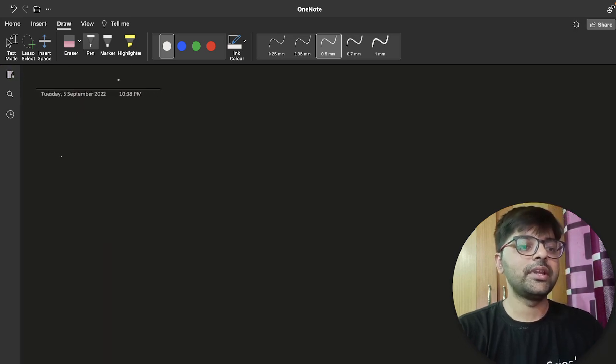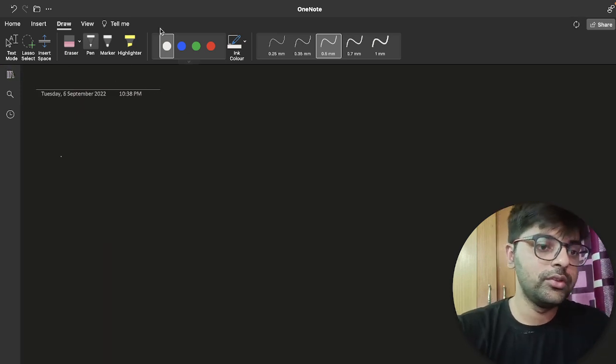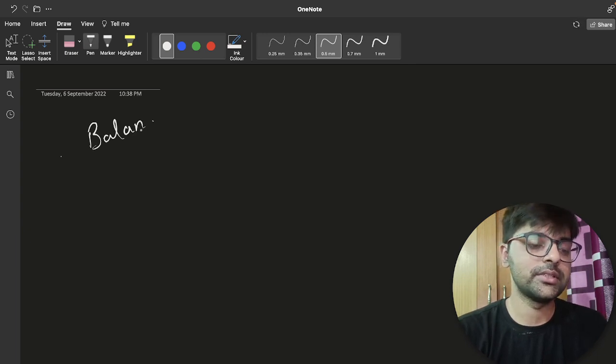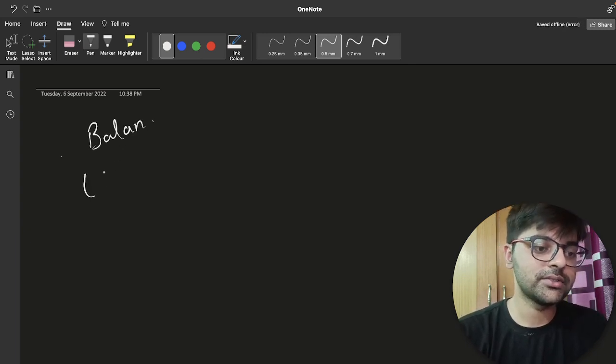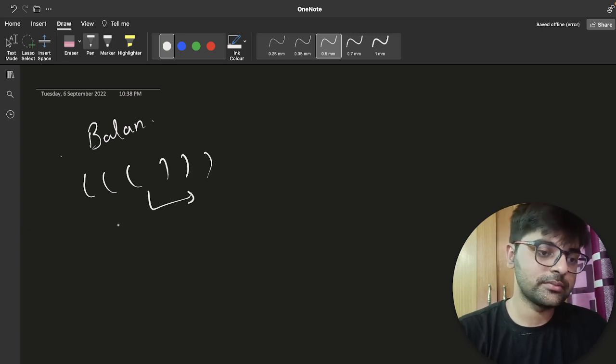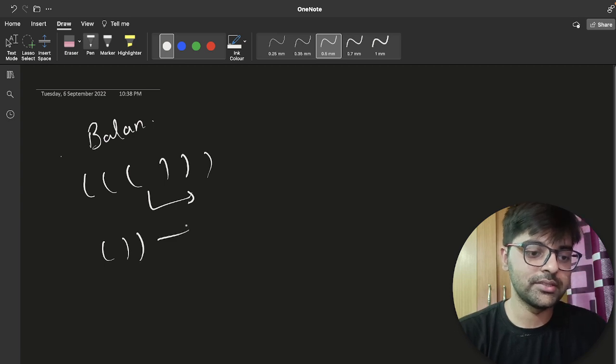So what is given in the problem? You will be given a balanced bracket sequence. What is the meaning of a balanced bracket sequence? It is this type of bracket sequence which has some meaning, right?